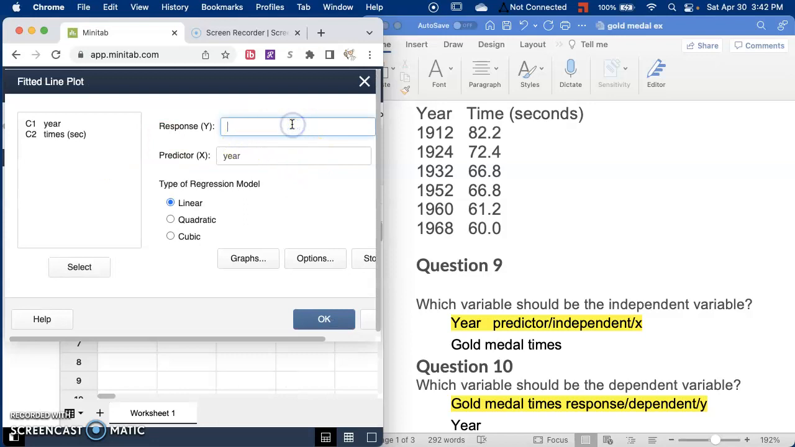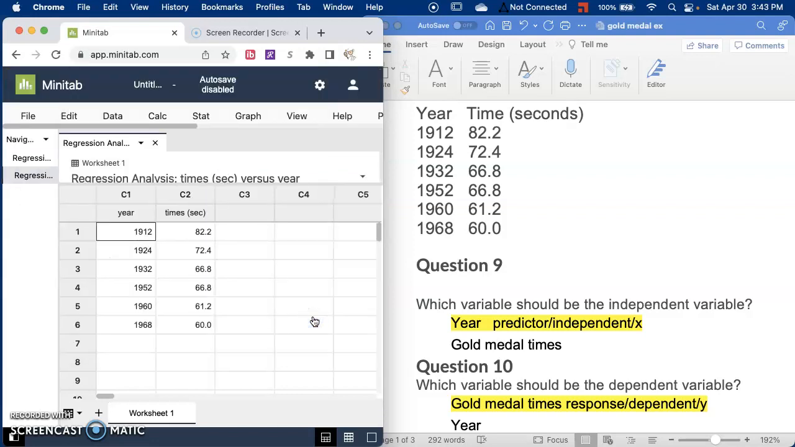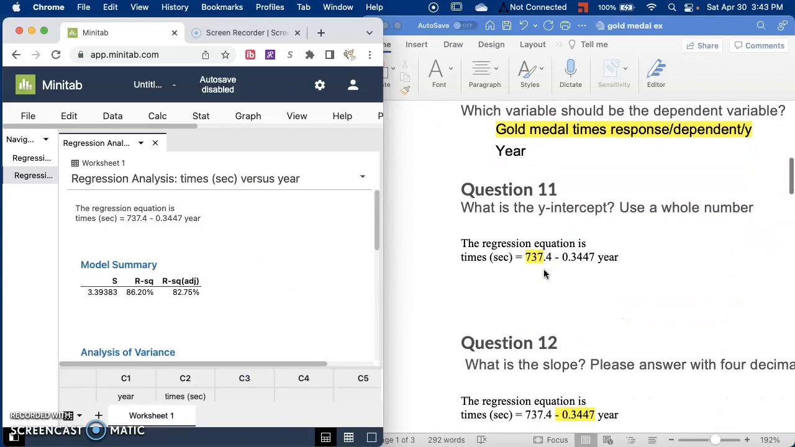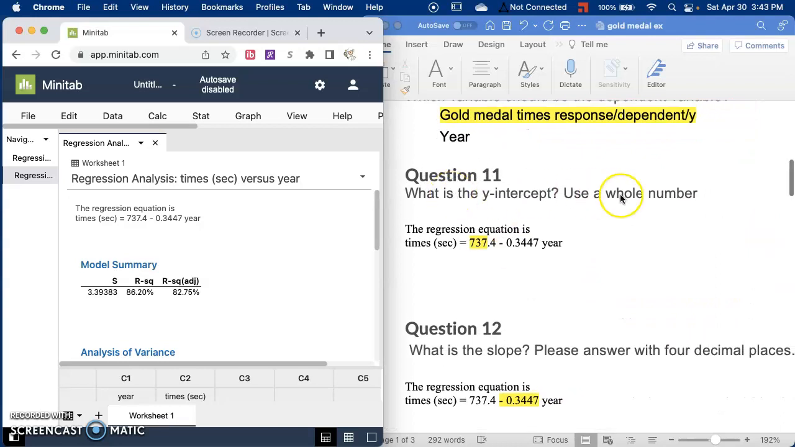Once you do, we have to figure out which one to put where, and we just said that year was the predictor variable and that your response variable is times from over here, and you said you were okay with that, so that's great. Then click OK, and when you do, you get these answers. So let's talk about it, because I think you might be getting the answers but not quite knowing what to do with those.